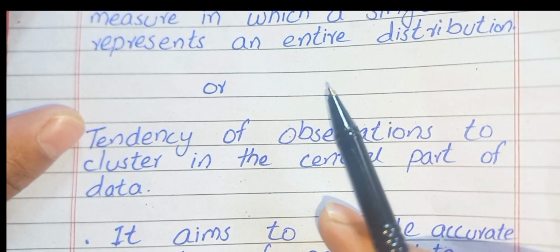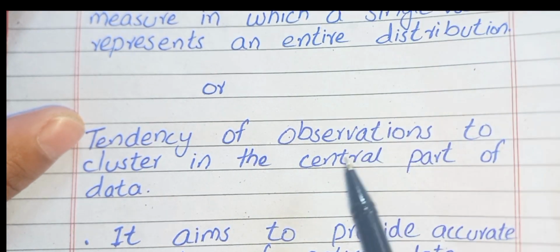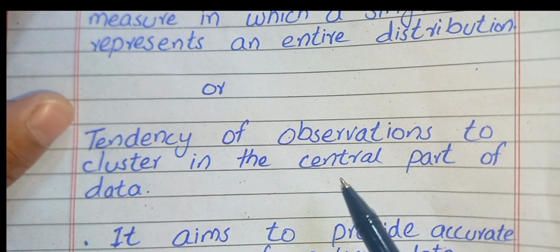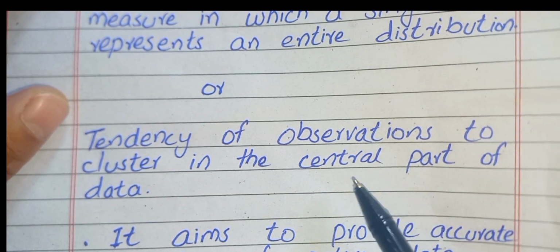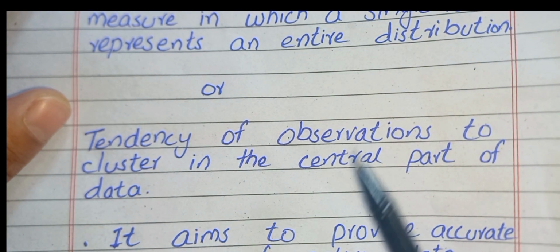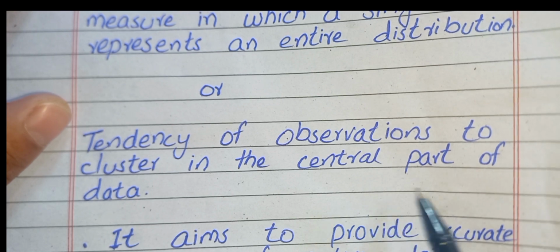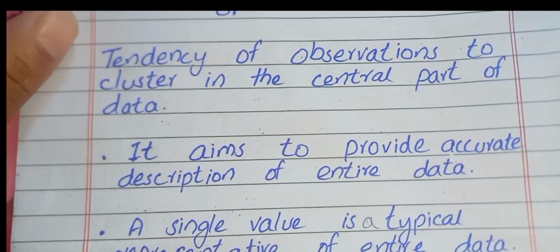A single value which is going to represent an entire distribution, and it is also clustered in the central part of data. We can take the example of mean. Mean is just a single value which is going to represent an entire distribution, as well as it is also clustered in the central part of data.